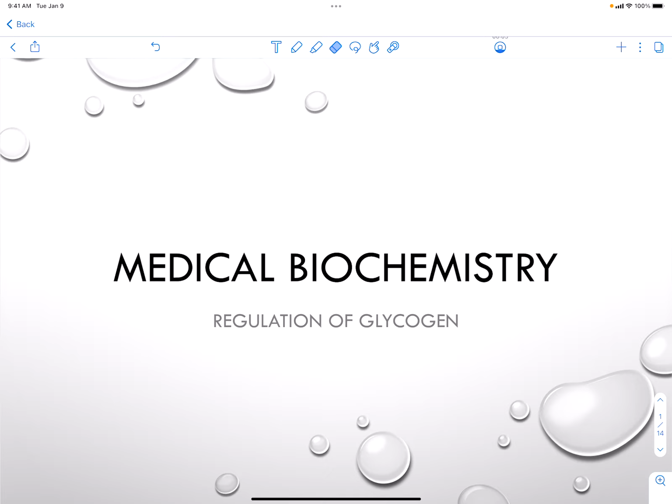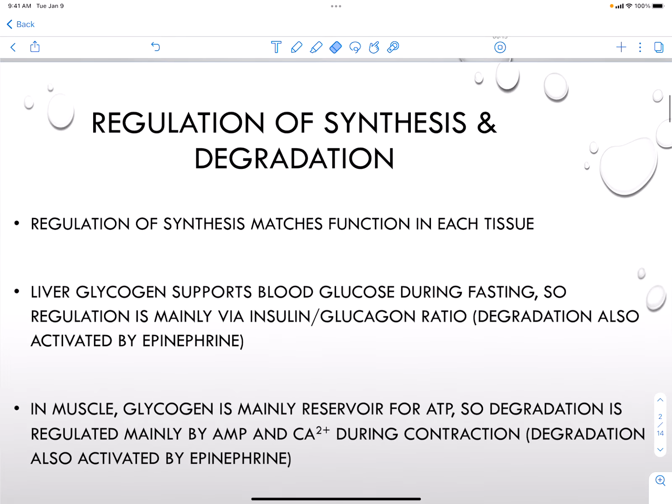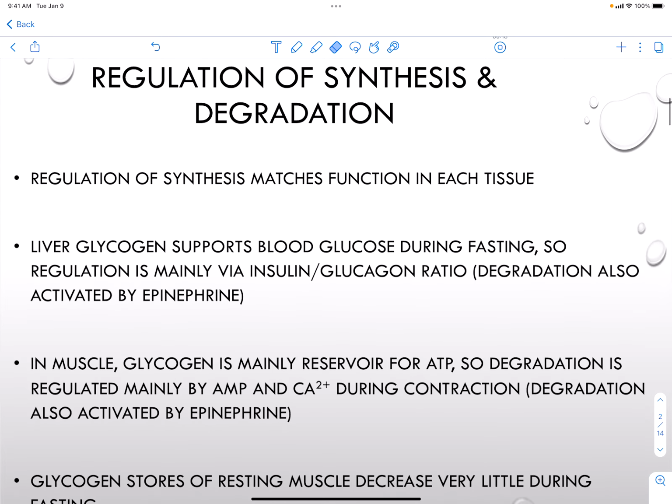Okay, so now we're going to discuss how glycogen synthesis and degradation is regulated, which is, of course, very important for both maintaining blood glucose levels as well as for work, for functioning of your muscles. So, the regulation of glycogen is going to be dependent on what the tissue needs.